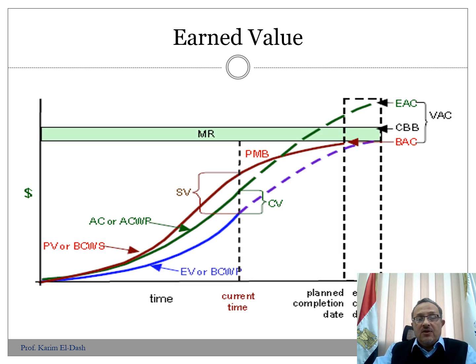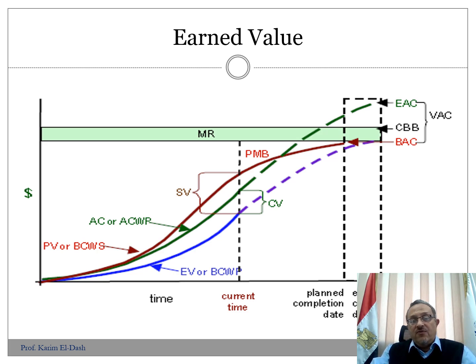Again, this is the same S-curve. This is the original one in dark red, and the green one showing the actual cost, I'm sorry. The green one is the actual cost, and the blue one is the earned value that we have. We can see that the earned value, the blue one, is lower than the red one. That means that we have a delay. That's why the expected duration is longer than the planned duration.